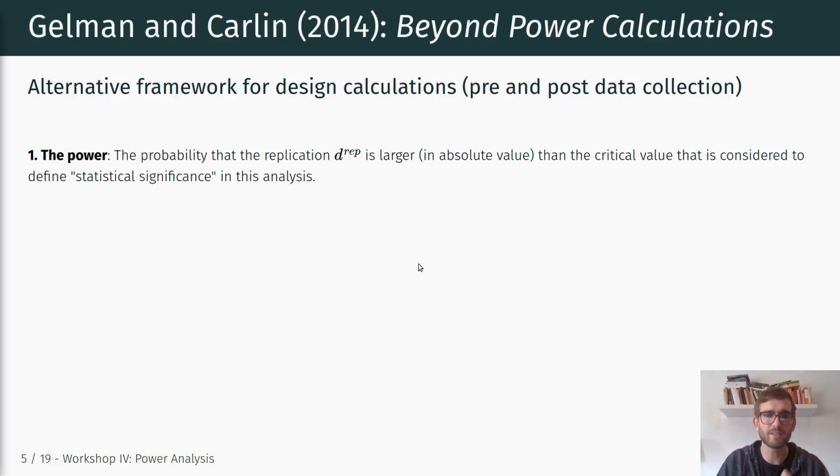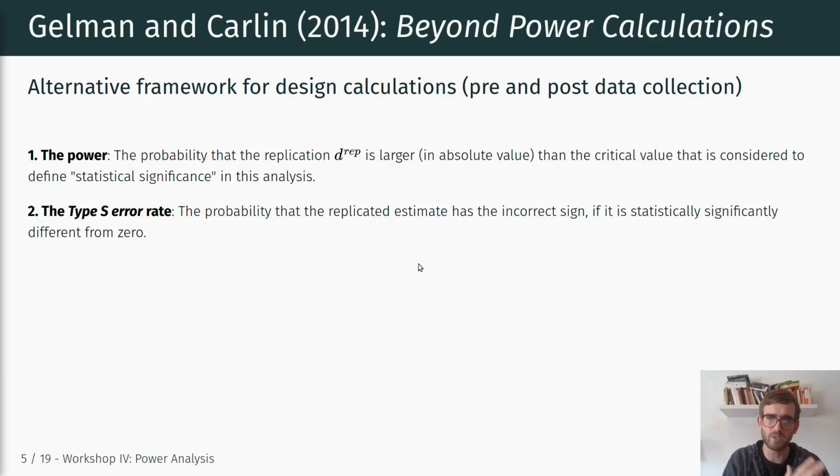Okay, but this is not the key point. The key point is that we should move beyond simple power and examine two other statistics related to the design. One is called the type S error rate, which is the probability that the replicated estimate has the incorrect sign if it is statistically significantly different from zero. So that's the sign error rate, where, conditional on the estimate being statistically significant, there is still a chance that the estimate that we have has the incorrect sign, right?